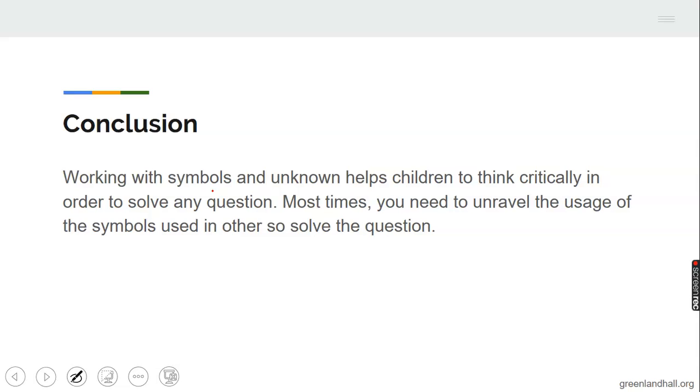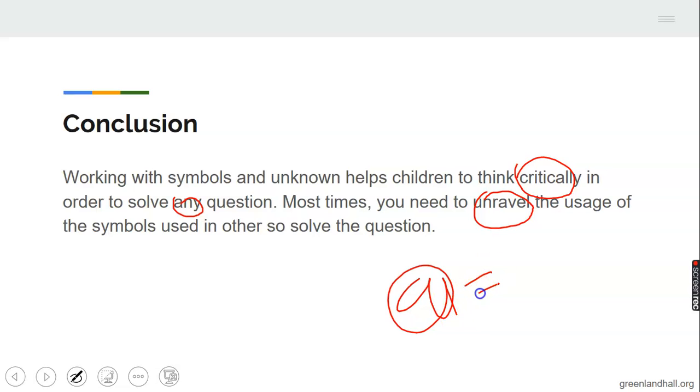In conclusion, working with symbols and unknowns helps children to think critically, in order to solve any question, no matter what. Most times you need to unravel the usage of the symbol used in order to solve the question. What does unravel mean? Look for the meaning. Look for what the particular symbol that is used is. What is the sign? Is it this @ sign? What is it for? Is it this arrow? What is it for? All the signs and symbols that have been used in the question, you'll be able to unravel them and find out the usage. Then you'll be able to solve the question.